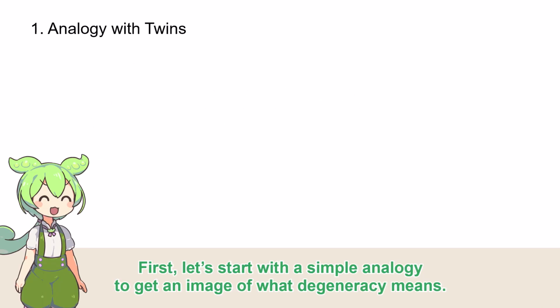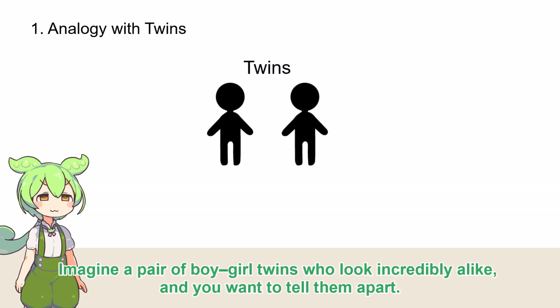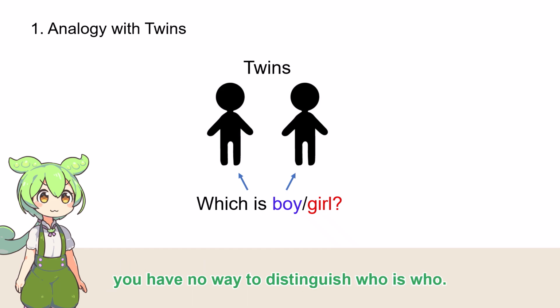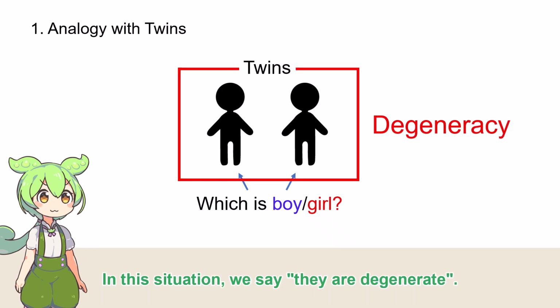First, let's start with a simple analogy to get an image of what degeneracy means. Imagine a pair of boy-girl twins who look incredibly alike, and you want to tell them apart. However, they are both equally energetic, and just by looking at them from the outside, you have no way to distinguish who is who. In this situation, you say they are degenerate.